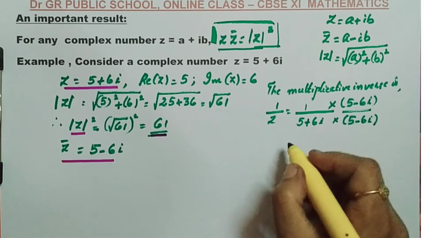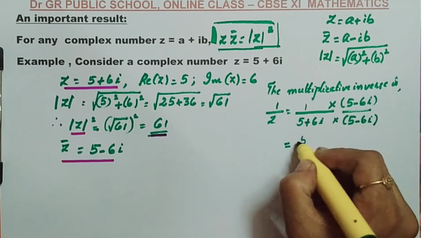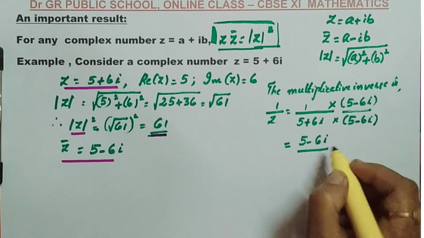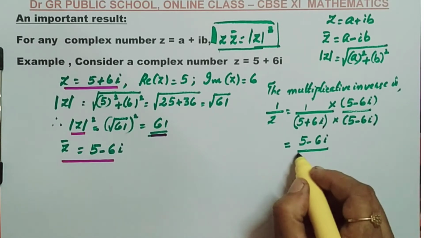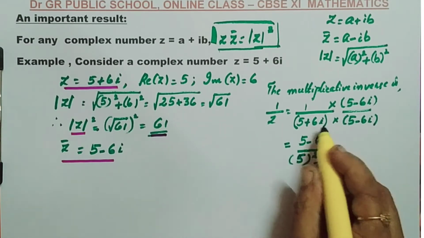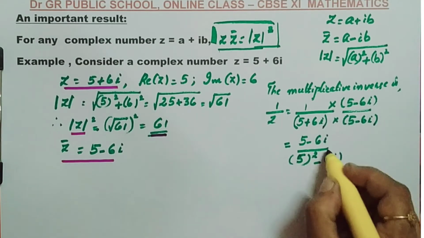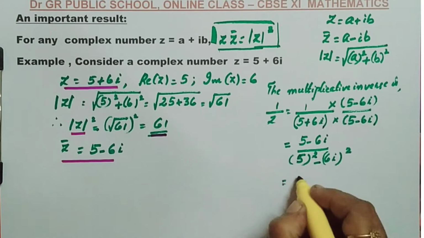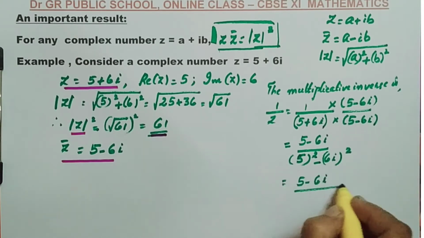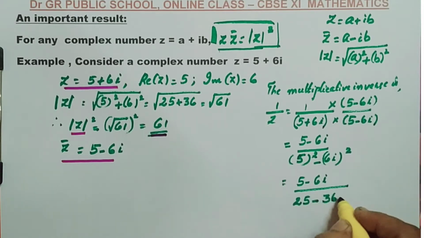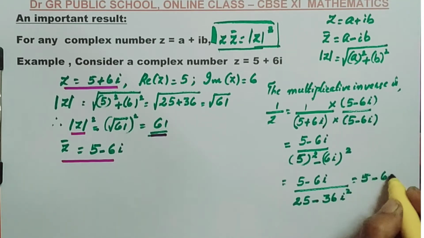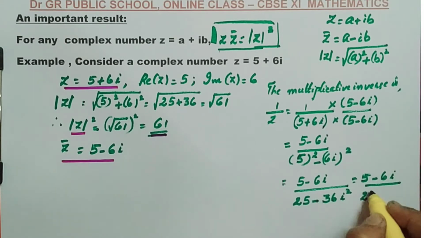Now equals 1 into 5 minus 6i is 5 minus 6i divided by, the denominator is of the form a plus b into a minus b equals a square minus b square. A square means 5 square minus b square. B square is 6i the whole square, equals 5 minus 6i divided by 5 square is 25 minus 6 square is 36 into i square, equals 5 minus 6i divided by 25 minus 36 into i square, which is minus 1.